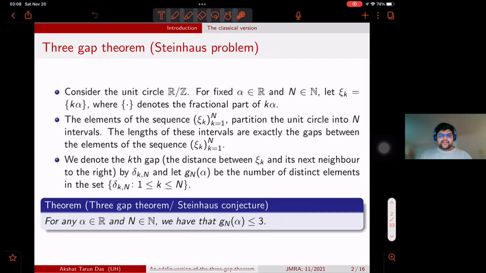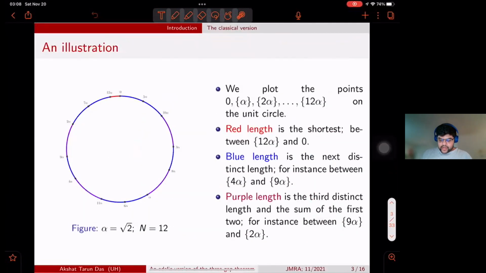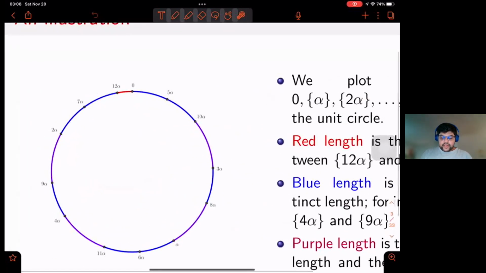All right, so I'll give a nice illustration for this. I'm taking alpha to be square root of 2 and capital N to be 12. So we plot the points 0, fractional part of alpha, all the way up to fractional part of 12 alpha on the unit circle. If you see, I'm going to zoom in a bit, the red length is denoting the first distinct gap length which you see, which is between 12 alpha and 0.